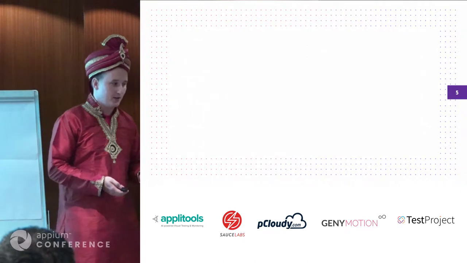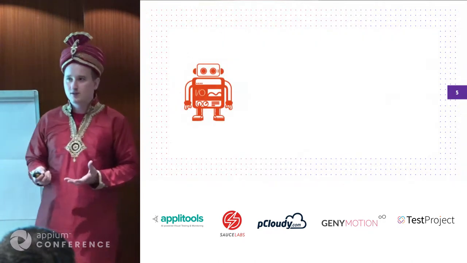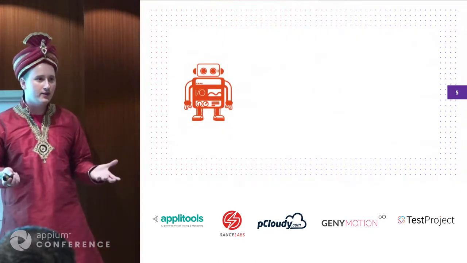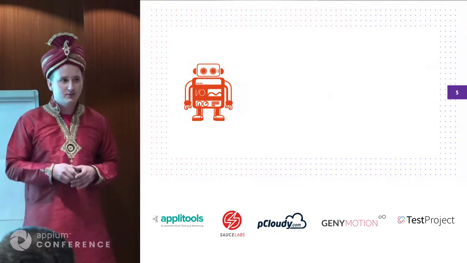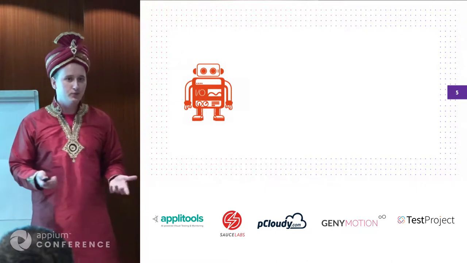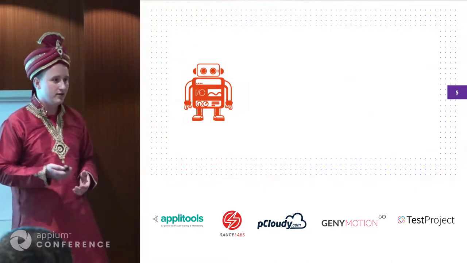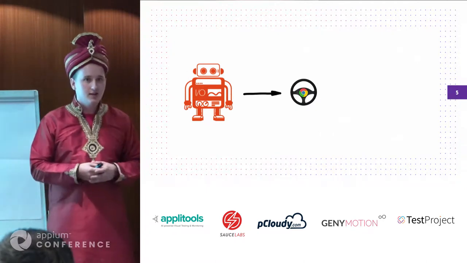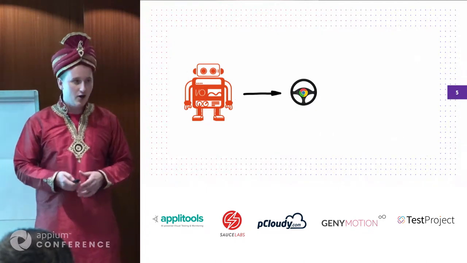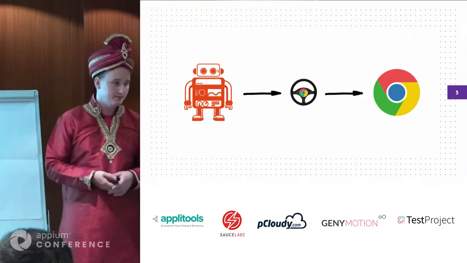So let's do a simple example. Let's say we want to automate the Chrome browser, and we pick a random test framework. I just picked a random one, it's Webdriver. To automate a Chrome browser, we need to download a driver, in this case Chromedriver. Chromedriver is then responsible for actually automating the Chrome browser at the end.